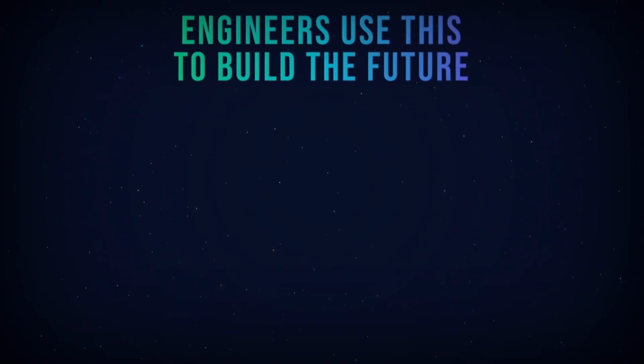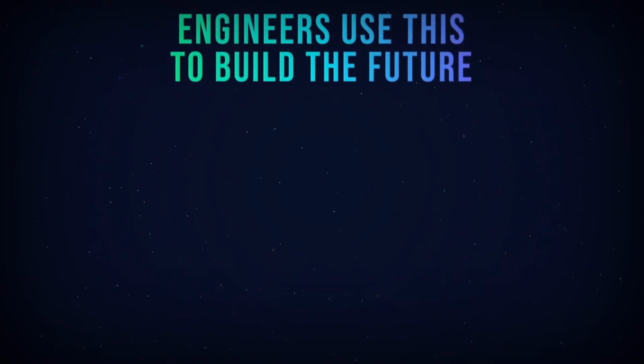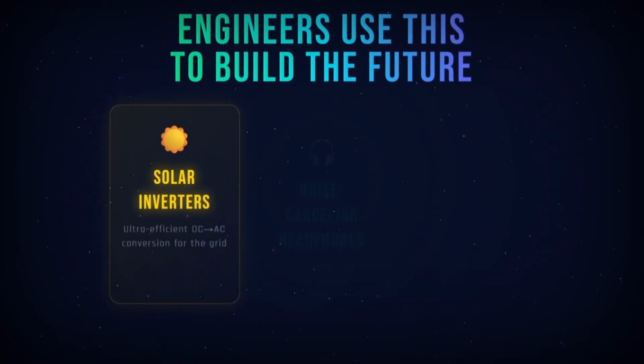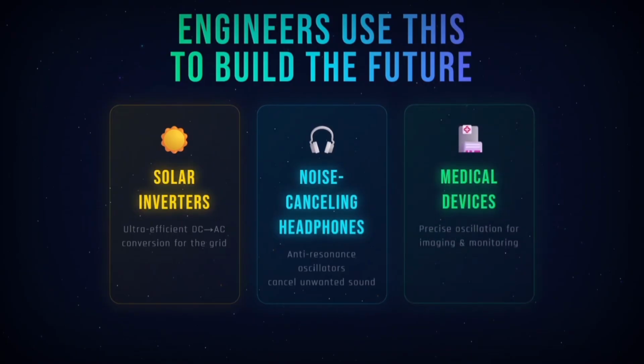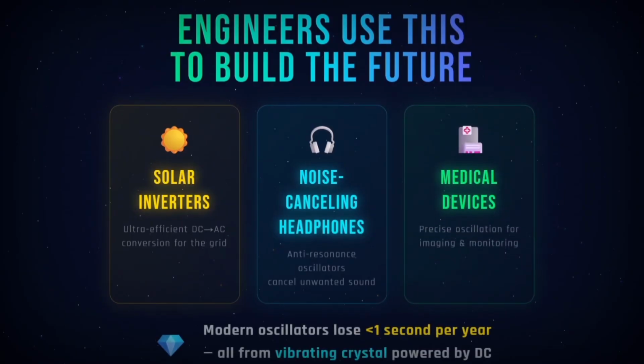Engineers use this same principle to make ultra-efficient solar inverters, noise-canceling headphones, and even medical devices. And the best part? Modern oscillators are so precise they lose less than 1 second per year, all from a tiny piece of vibrating crystal powered by DC.